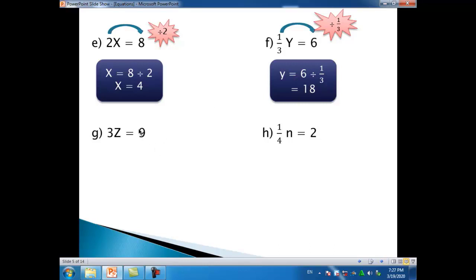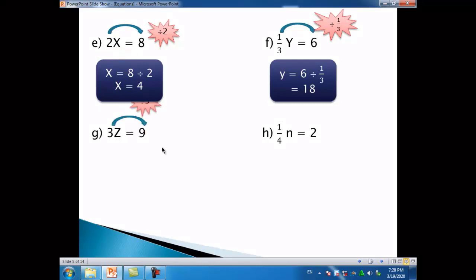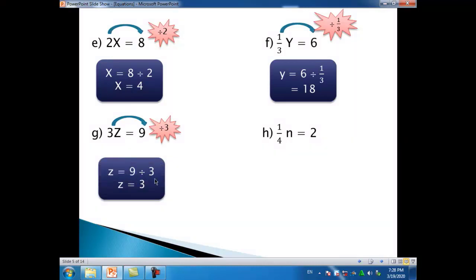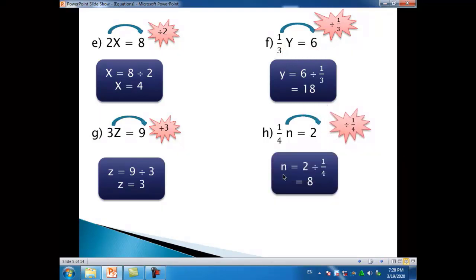Letter G, 3z equal 9. Yes, 3 wants to go to the other side. Okay, now all of you know that there is a multiply here, but it is hidden. So the 3 goes to the other side with divide. Then z equal 9 divided by 3, z equal 3. Letter H, another fraction with a symbol, quarter n equal 2. How can we solve it? Yes, the quarter will go to the other side with divide. Then n equal 2 divided by quarter, it will be 8.